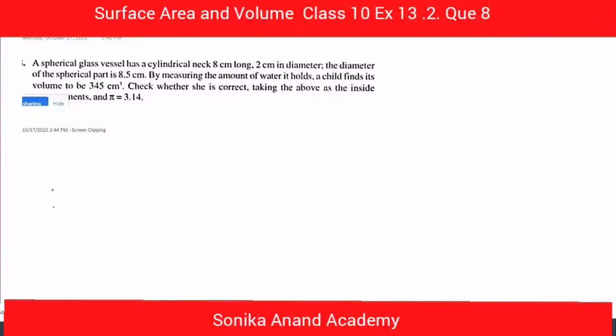You make a spherical glass, a circle, round bottom flask which you see in your laboratories. So it's like the spirit lamp shape. Cylindrical neck is 8 centimeter long. So we have two types of figure in our model, cylinder and the sphere. So its height is 8 centimeter.